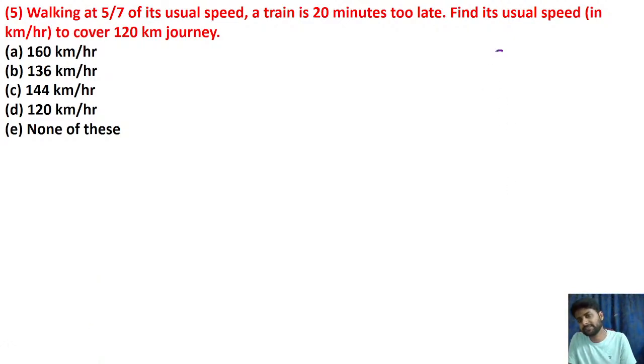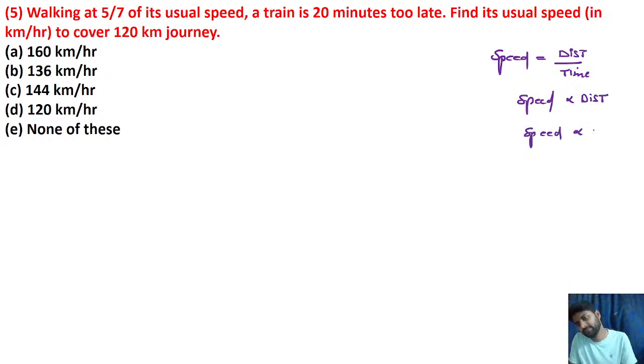Speed, distance, and time. See, speed is equal to distance by time, right? Now, what I understand is that speed is directly proportional to the distance, and speed is inversely proportional to the time, so identify the proportionality values. Now clearly mention that walking at 5 by 7th of usual speed, the train is 20 minutes too late. Find the usual speed to cover 120 kilometers of journey.